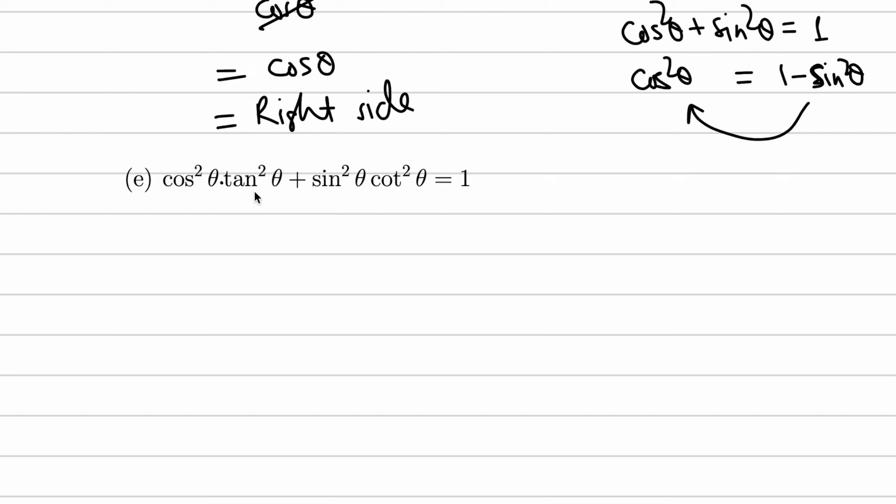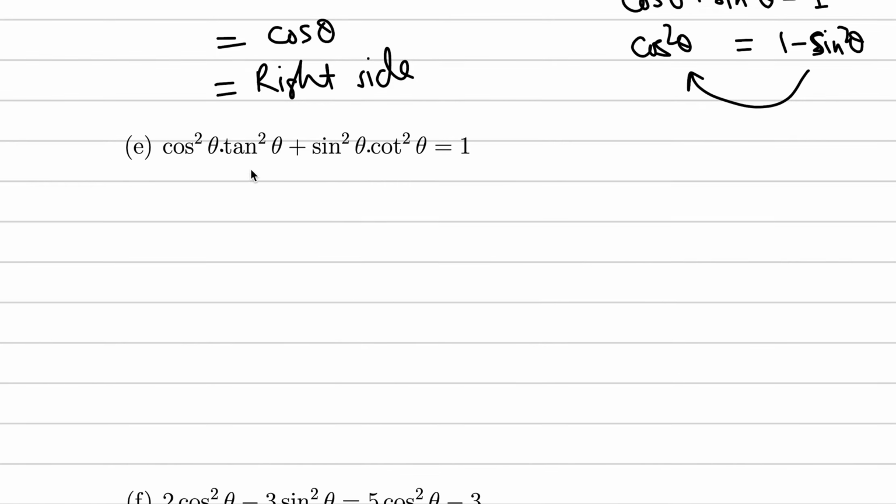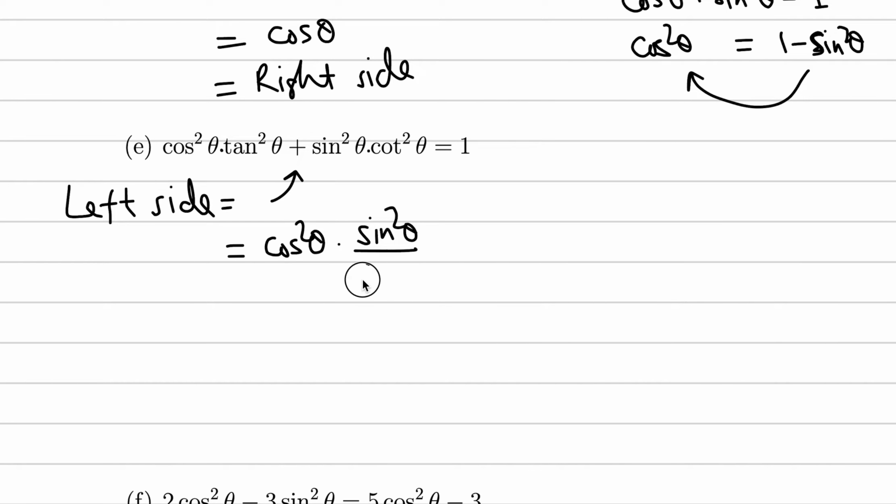Cosine times tangent, sine times cotangent equals 1. There is nothing common, but we can convert into sine and cosine. So left side is cosine square tangent square. Tangent is sine over cosine, and here square means sine square over cosine square, plus sine square. Cotangent is the reciprocal of tangent, so cosine over sine, squared, so cosine square over sine square.